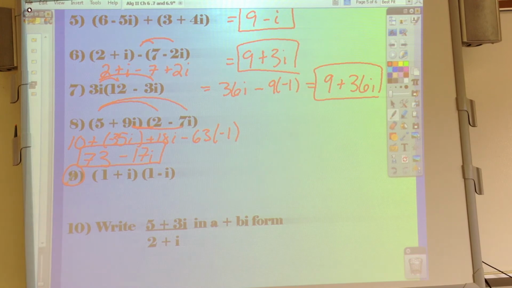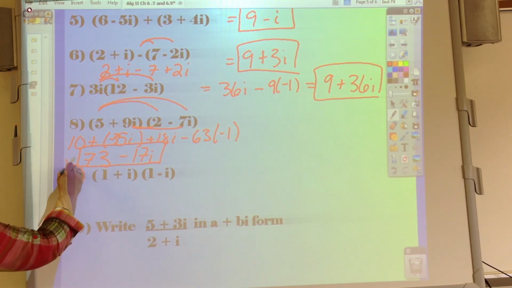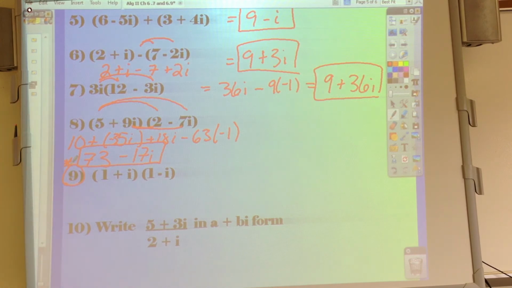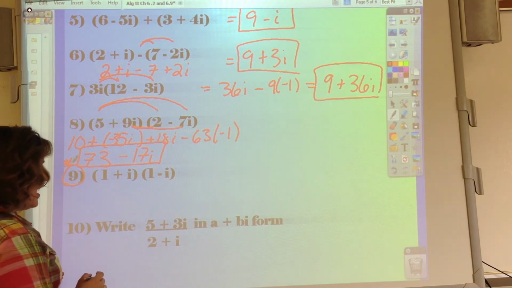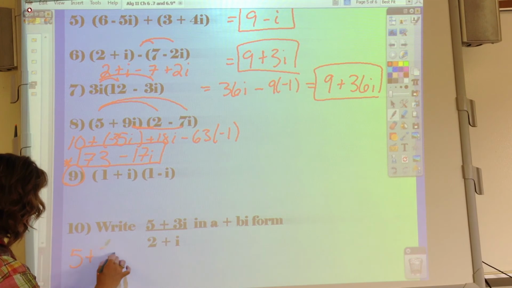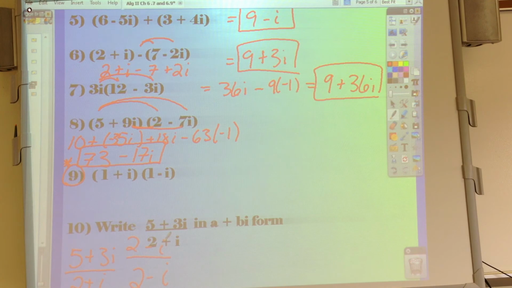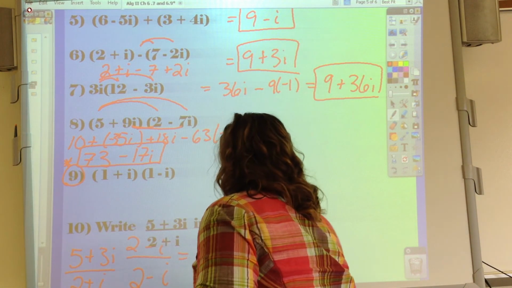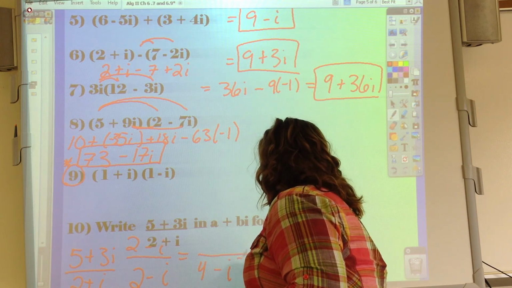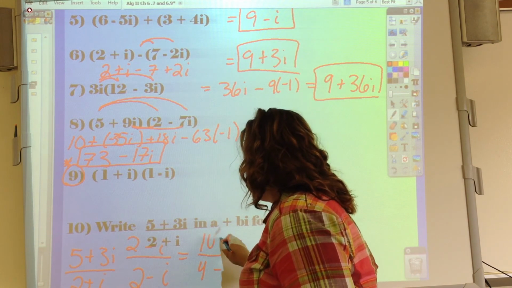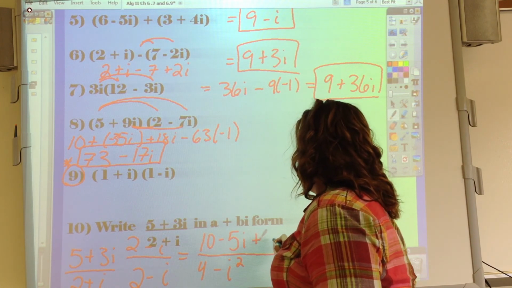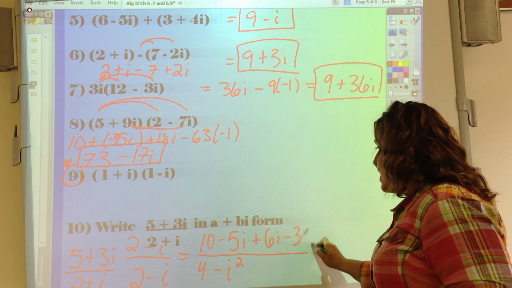I have one more problem for you to try on your own, but I'd like you to start with number 9 and bring that on a piece of paper, as well as number 11 that I'm going to show you in just a minute. Number 10, we're going to write in a plus bi form. So I want to multiply by the conjugate. I need to first identify the conjugate. The conjugate of 2 plus i is 2 minus i. And so that is what I will multiply top and bottom. In my denominator, I'm going to end up with 4 minus i squared. And in my numerator, I'm going to get 10 minus 5i plus 6i minus 3i squared.